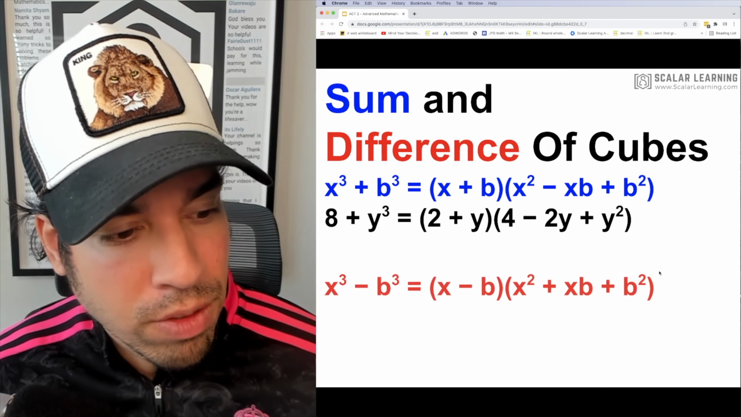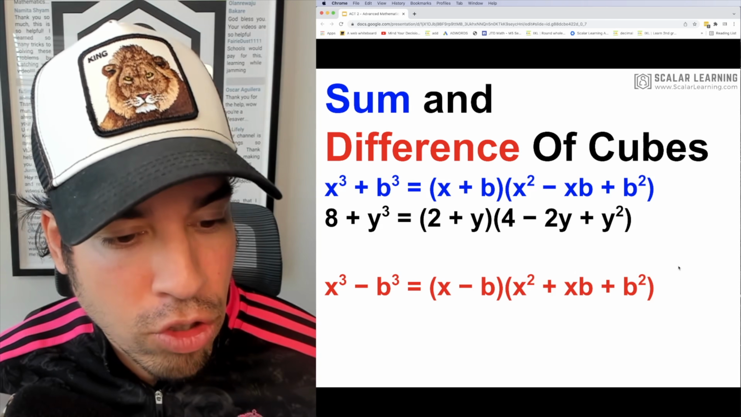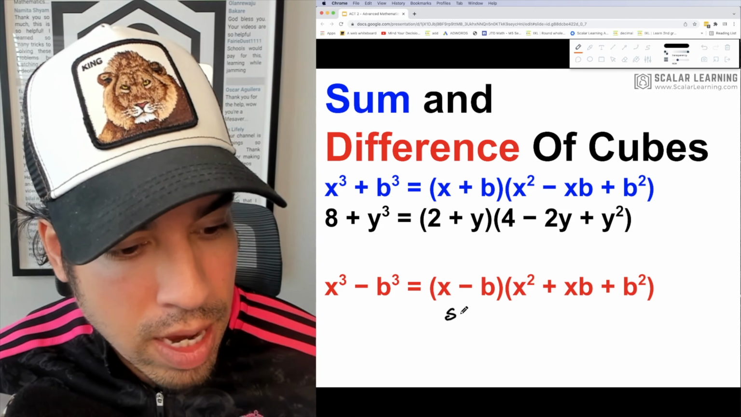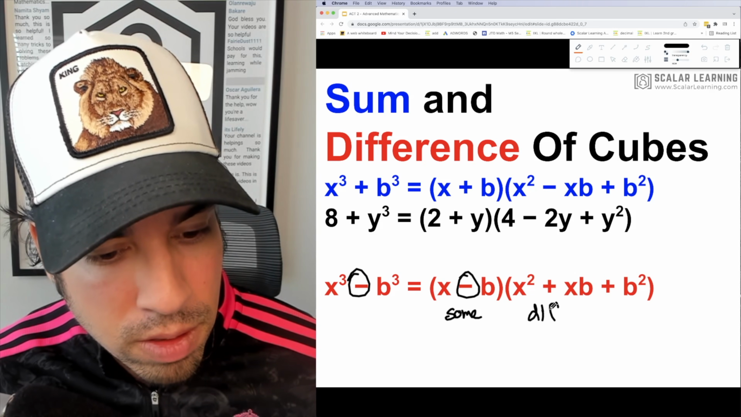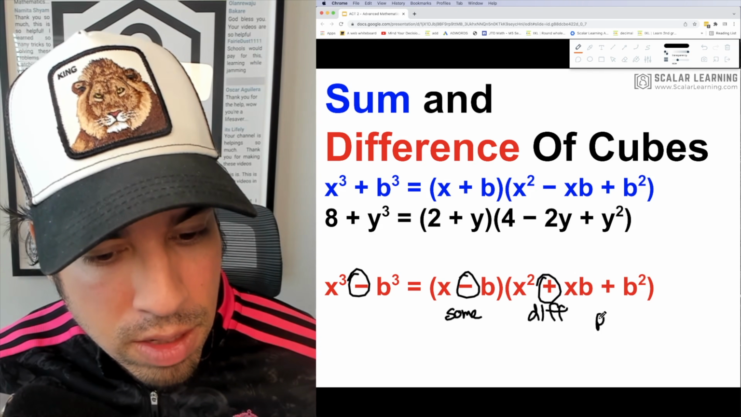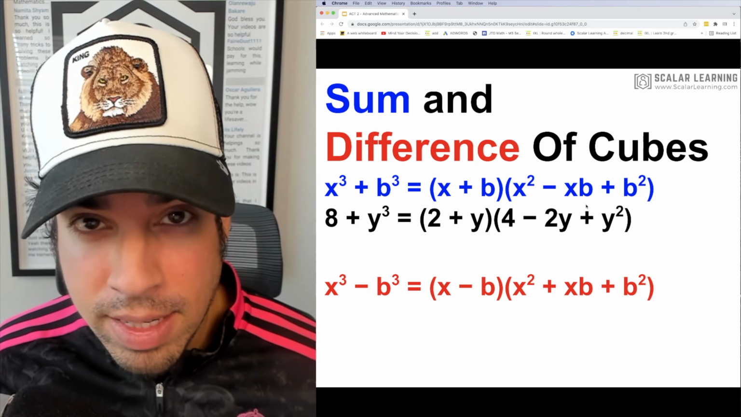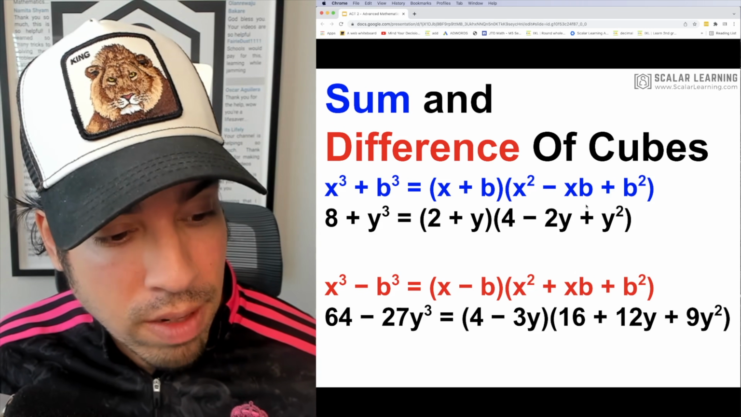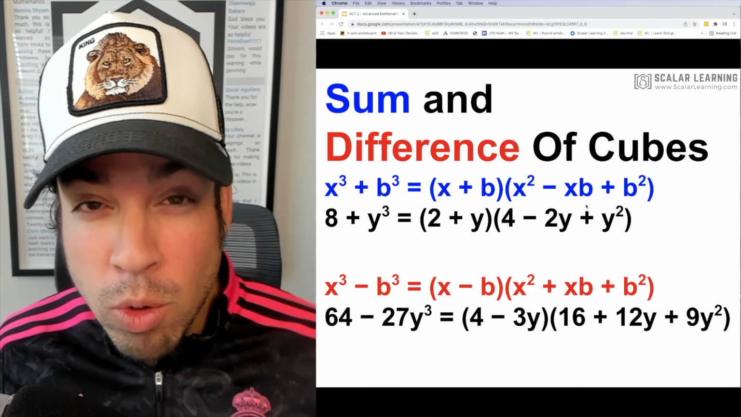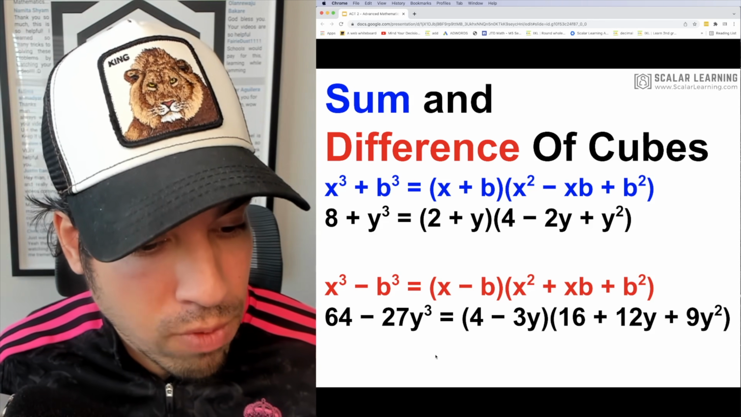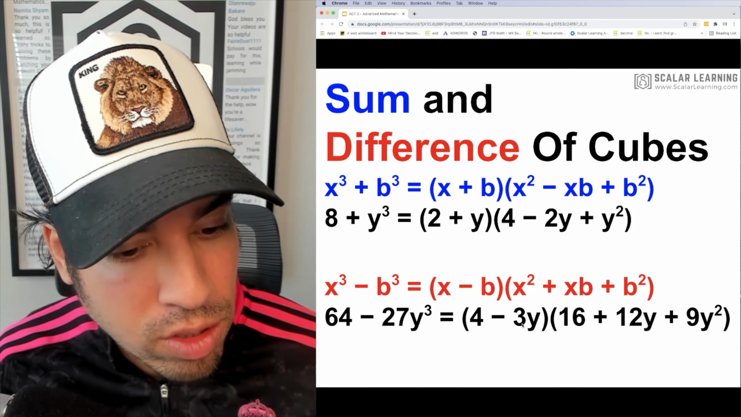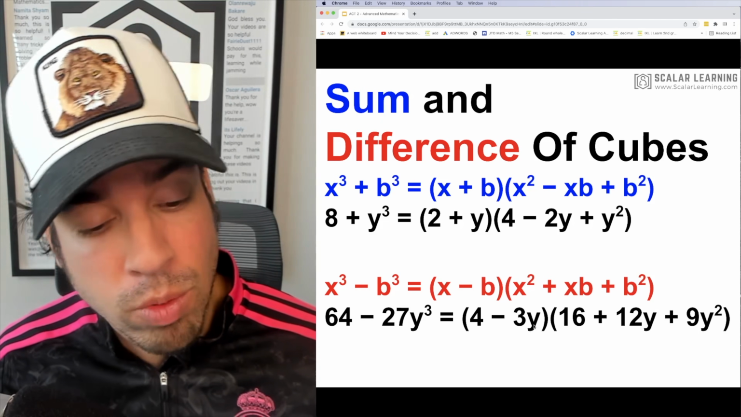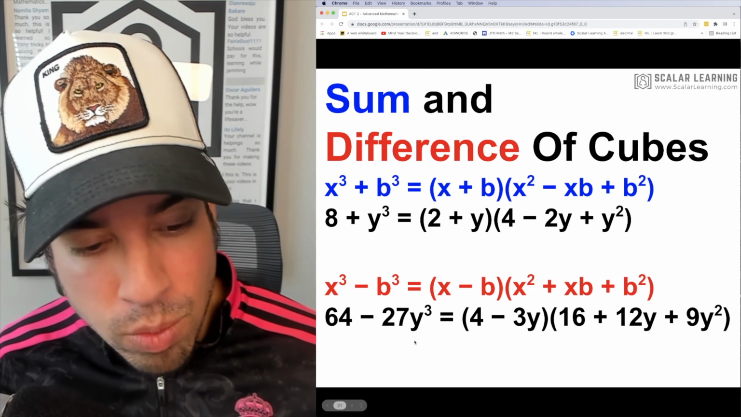Now for a difference of cubes, x cubed minus b cubed, it's again same, different, and plus. And to see an example, we have 64 minus 27y cubed. Again, those are both perfect cubes. The cube root of 64 is, of course, 4. And the cube root of 27y cubed is 3y. 3 times 3 times 3 is 27. y times y times y is y cubed.